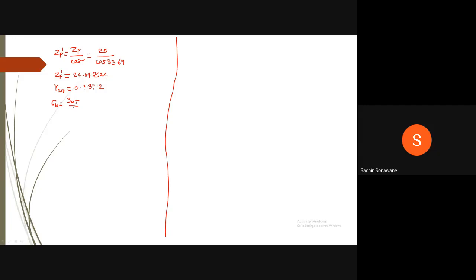Sigma b is equal to SUT divided by 3, which is equal to 660 divided by 3, which is equal to 220 Newton per mm square. Calculation is straightforward. Now you determine pitch circle diameter dp and dg. dp is equal to m into zp, which is equal to 4 into 20, which is equal to 80 mm. dg is equal to m into zg, which is equal to 4 into 30, which is equal to 120 mm.